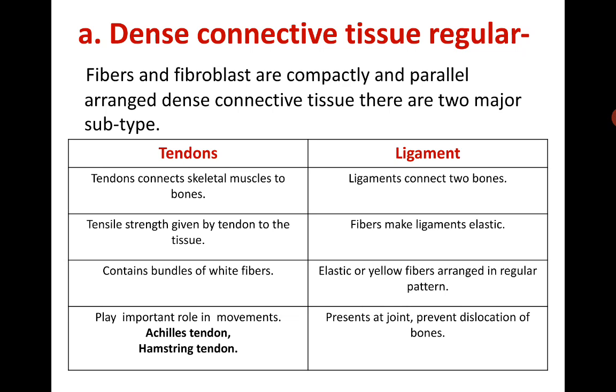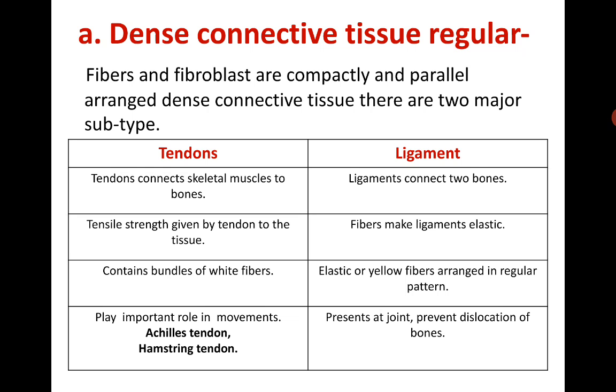Then the next type of dense regular connective tissue is the ligament. After the tendon, ligaments perform important roles. So what is a ligament? Ligaments connect two different bones. The joining of bone with the help of this structure is called a ligament. Ligament is made of fibers. A large quantity of white fiber is present.